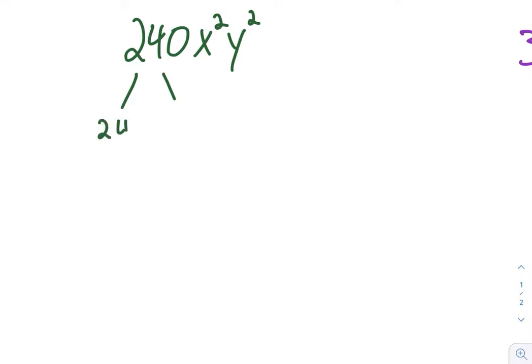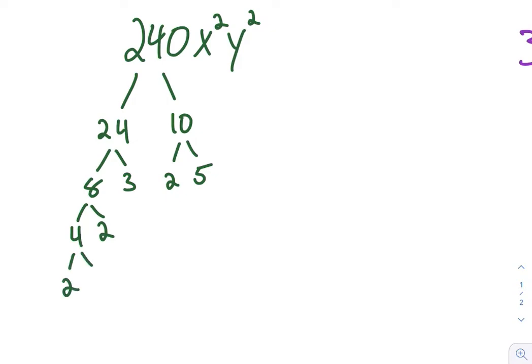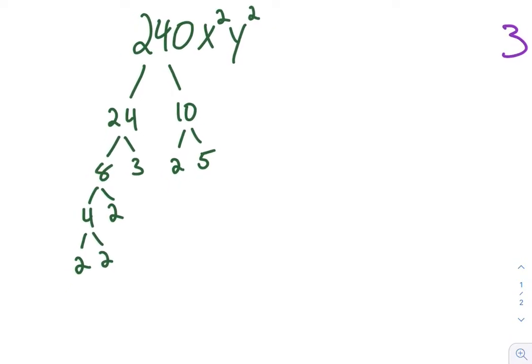So 24 times 10 is 240. 10 is 2 times 5. 24 is 3 times 8. 8 is 4 times 2. And 4 is 2 times 2. There are 4 2's, 1 3, and 1 5.